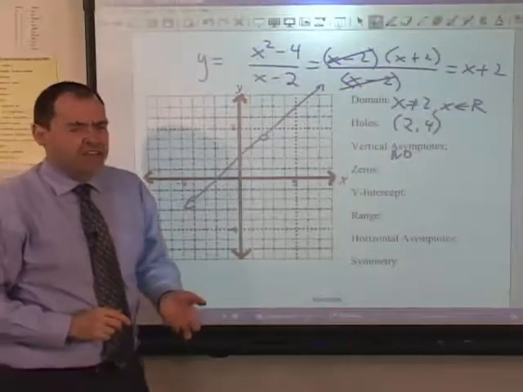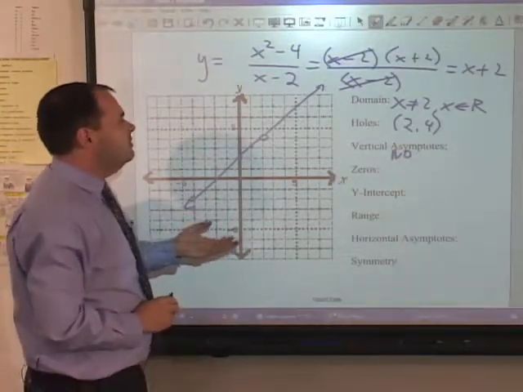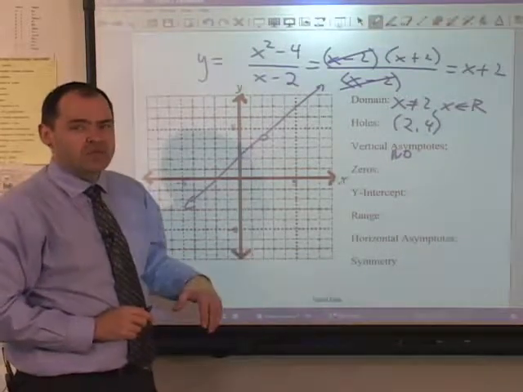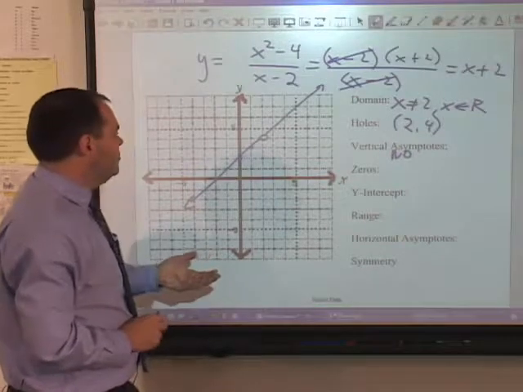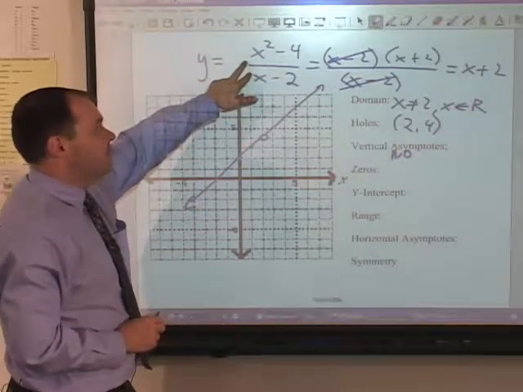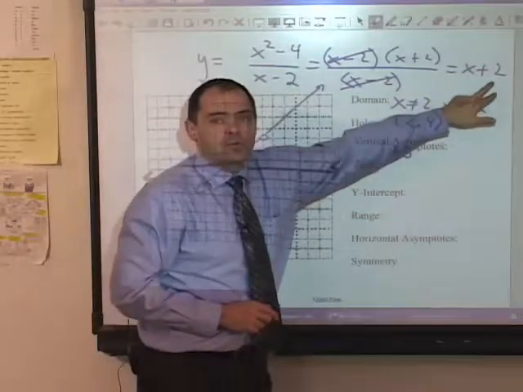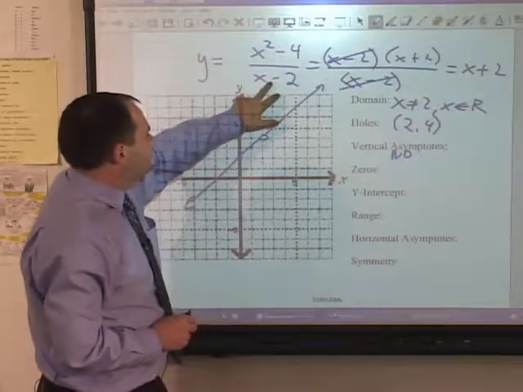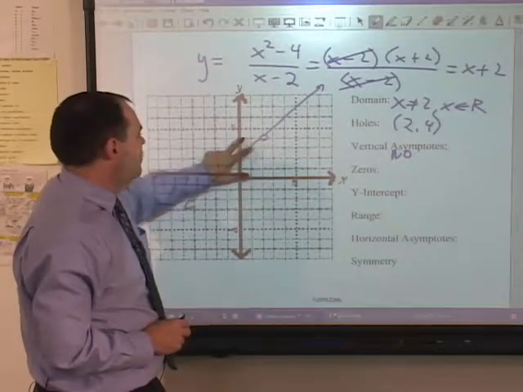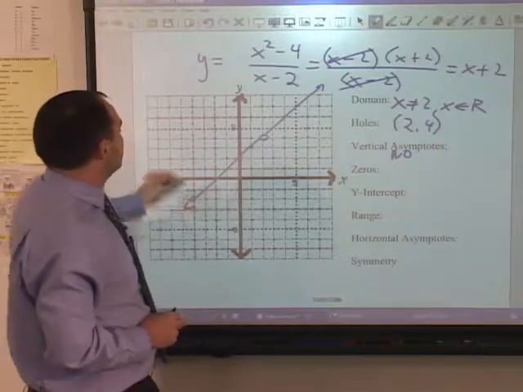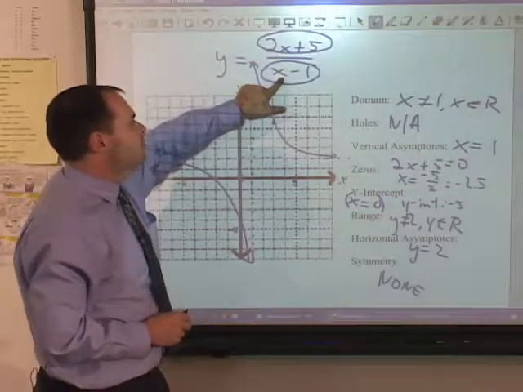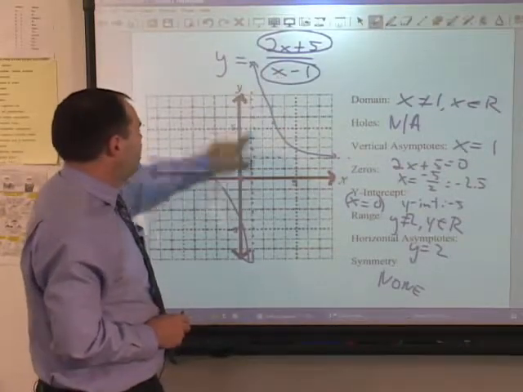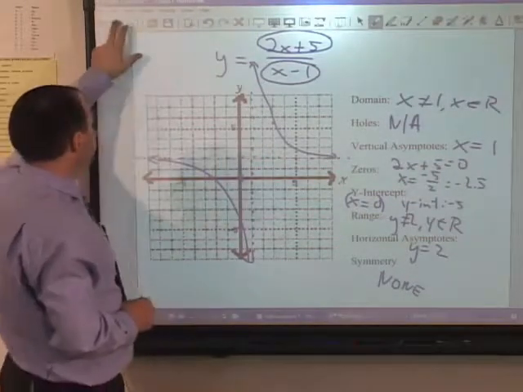So what you'll notice is that in distinguishing between whether you have a hole in the graph, as in this example, or a vertical asymptote as in the last example, what it's going to come down to is whether or not your rational function is reducible to a polynomial function. If it's reducible to a polynomial function, then when the function is undefined, there's going to be a hole at that point on the graph. In the last example, the function was not reducible to a polynomial function. Therefore, where the function was undefined at 1, we ended up with a vertical asymptote at that point.